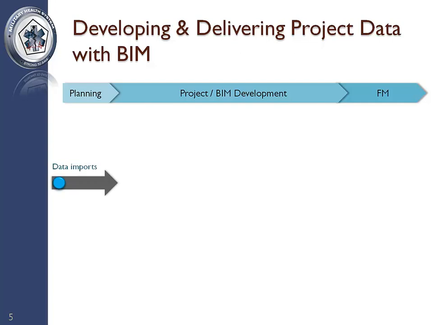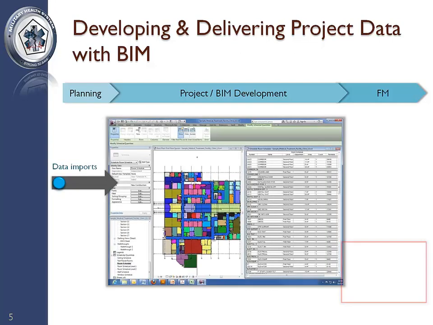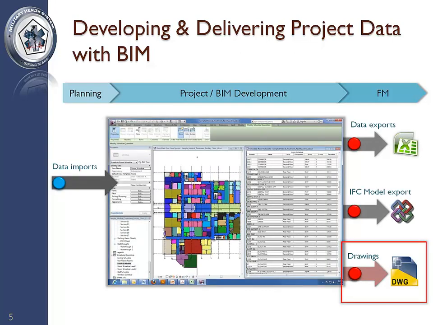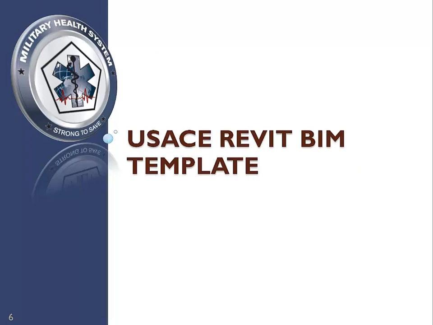For MHS design and construction projects, CAD 2D DWG files are a required deliverable necessary for legal and documentation purposes. With the increased use of 3D modeling programs, such as Autodesk Revit, there is a need for a standard method of exporting these data-rich model files into the AEC standard DWG file format, as required by contract. We will now provide an overview of the U.S. Army Corps of Engineers Revit BIM template.